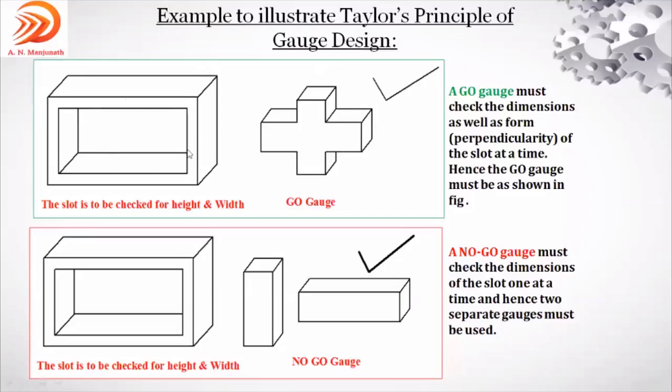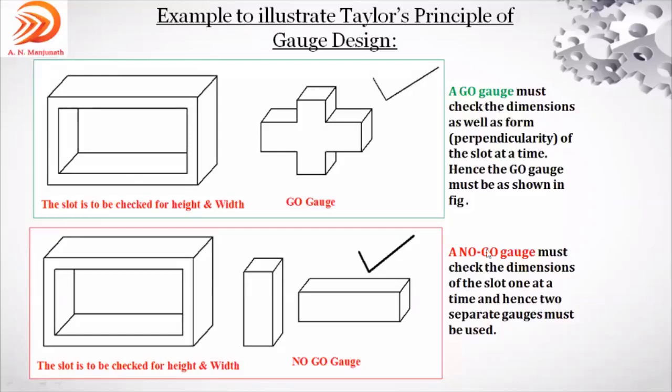If this is the component, this is the slot, a rectangular slot with the height as well as the width of the component. If it has to be inspected, the go gauge should be like this. All the related dimensions means this height as well as this width. In one go, it has to inspect. That is the statement. That is the principle, the Taylor principle.